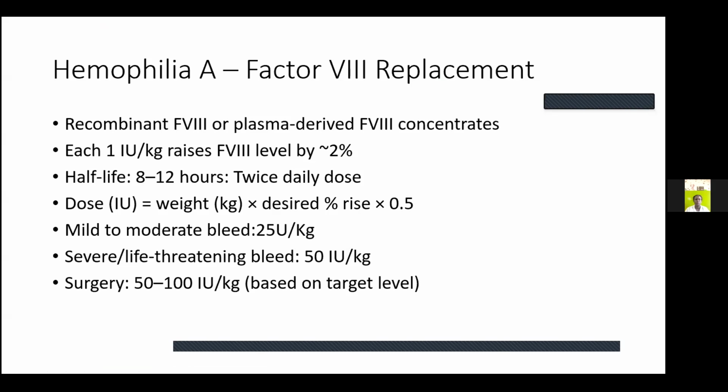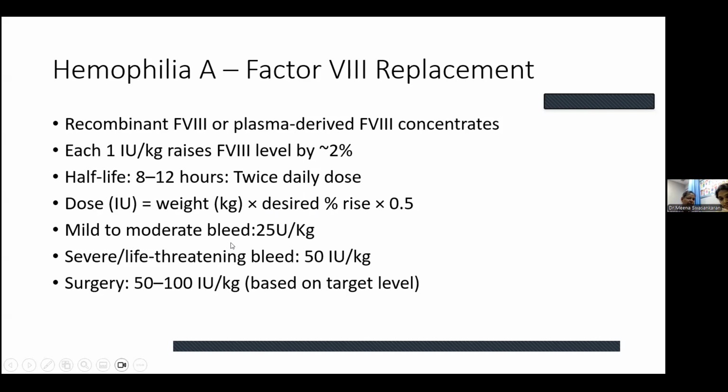Next, we will move to hemophilia A, which needs factor VIII replacement. Recombinant factor VIII or plasma-derived factor VIII concentrate we are using for hemophilia A. Each 1 international unit per kg raises factor VIII level by 2%. Half-life is 8 to 12 hours, so we have to give twice daily dose. Formula for dose calculation is dose is equal to weight in kg into desired percentage rise into 0.5.